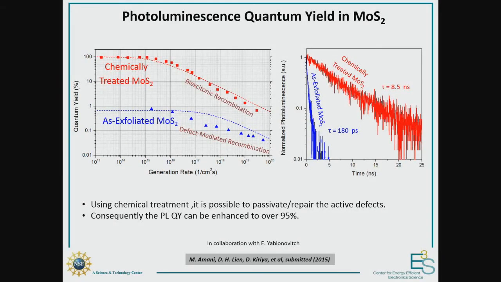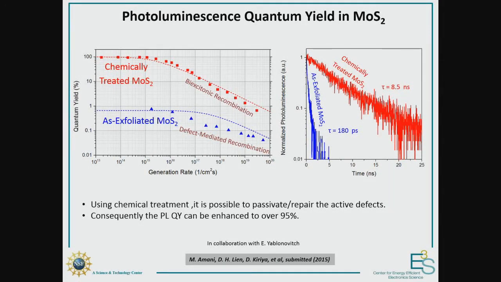After this chemical treatment, if you measure the quantum yield, you can see that now we can achieve close to 100% quantum yield. That's the red line. The quantum yield at the beginning is independent of illumination intensity, and then you have this drop that takes place. The dashed line is the model that we developed in collaboration with Eli Jablonowicz. My student Mateen developed this very simple model, and the dashed line corresponds to what you would expect out of an ideal monolayer excitonic material.